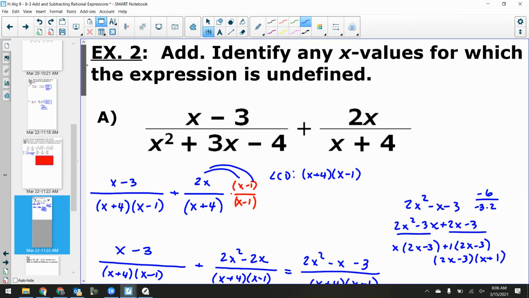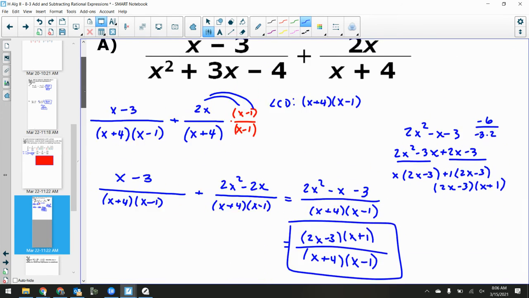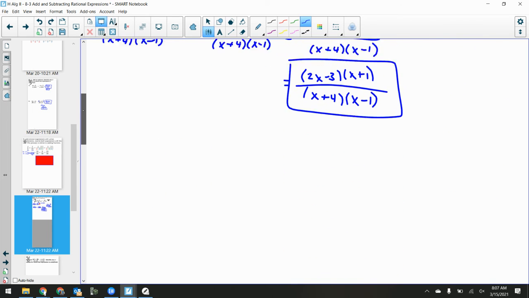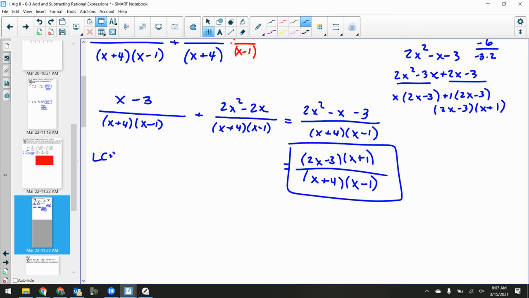Yep, identify any x values for which the expression isn't defined. What you basically can do here is look at all denominators and see where the expression is undefined, but there's a shortcut. If you've already found your LCD, doesn't that contain all of the factors of any denominator you would have had? So you just set your LCD not equal to 0. So basically (x plus 4)(x minus 1) not equal to 0. So you can say x not equal to negative 4 or positive 1.